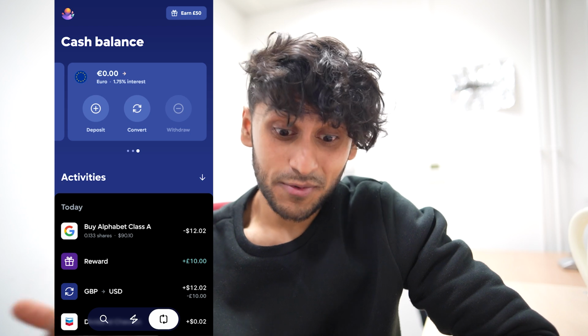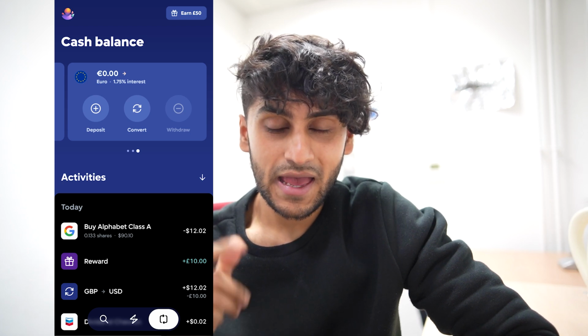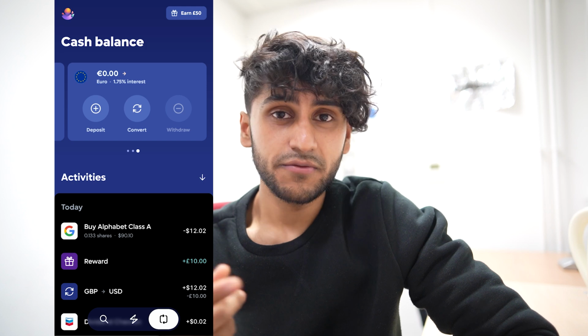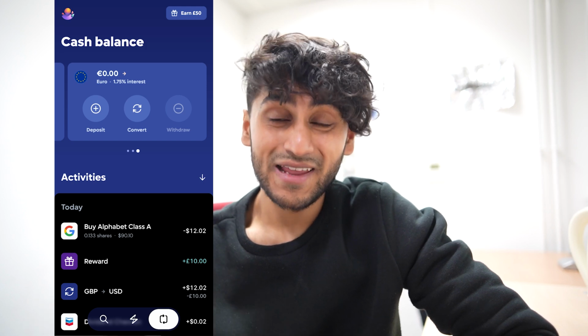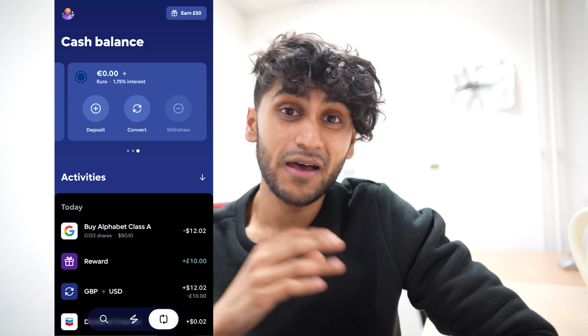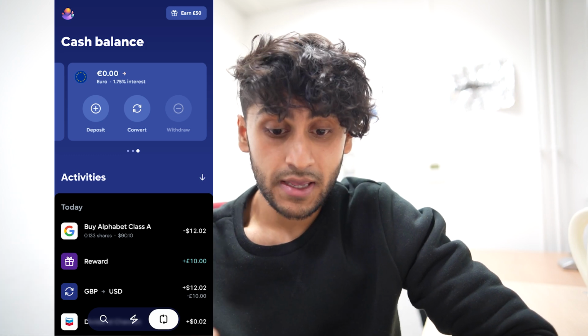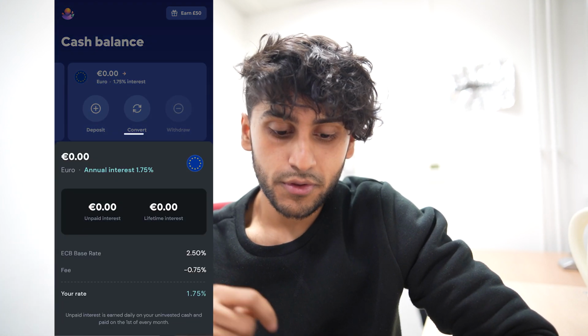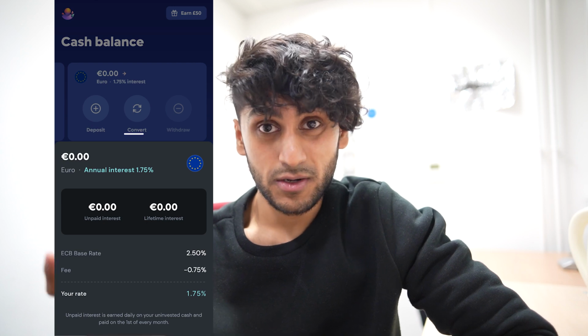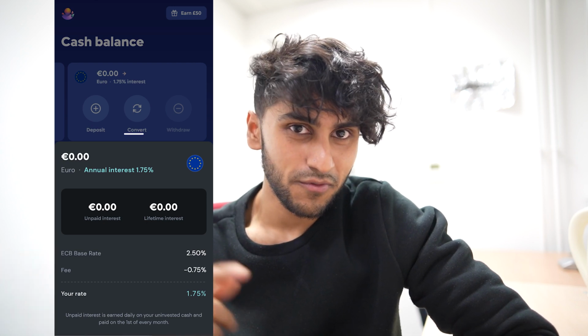Also, you can, if you really want to, deposit in euros and have it stay in euros or convert to dollars. The reason why this option is available is because Lightyear is also available in other places in Europe, not just the UK. So having euros is very good. Although the ECB base rate is quite low at the moment, that shouldn't be a consideration of using this app or not.